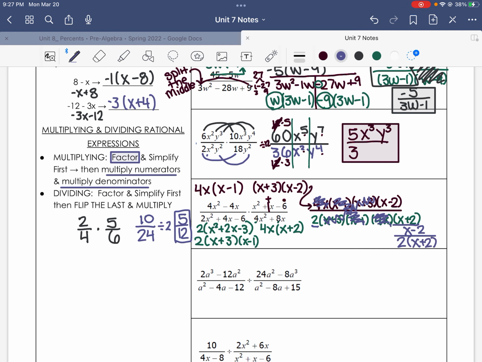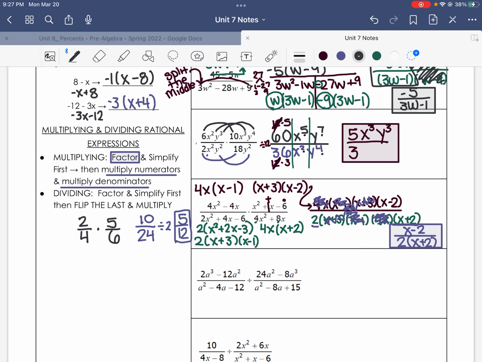So be careful. Make sure you carefully look at what you have left to make sure you're not accidentally overlooking something. And that's it. The main difference between multiplying and simplifying is more factoring. Otherwise, they work pretty much the same.